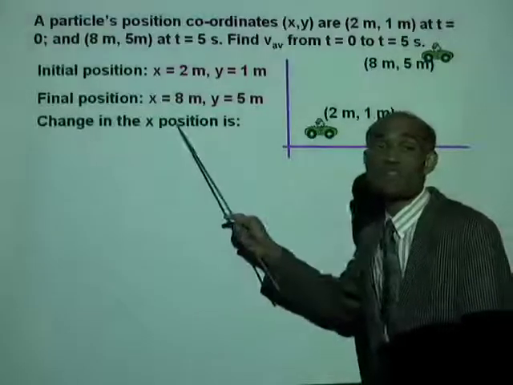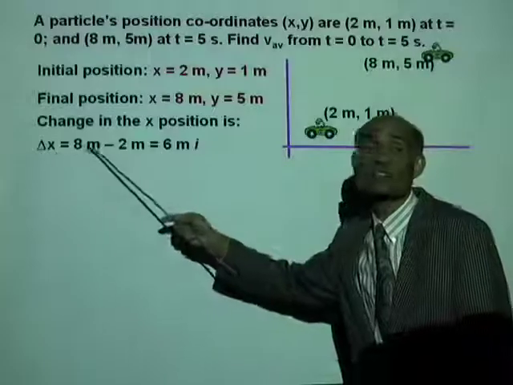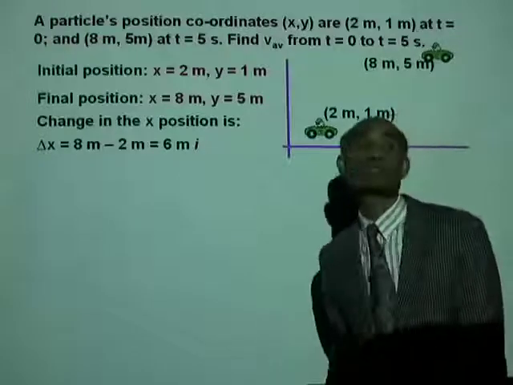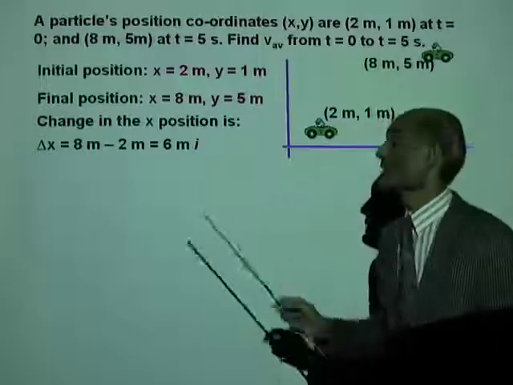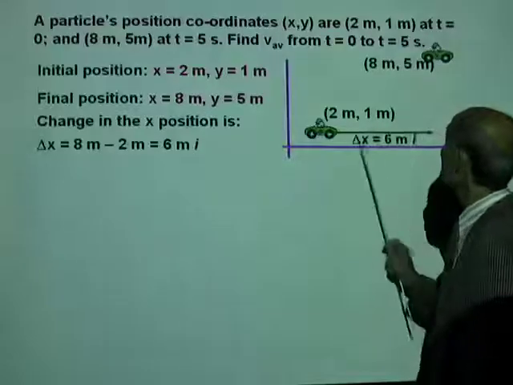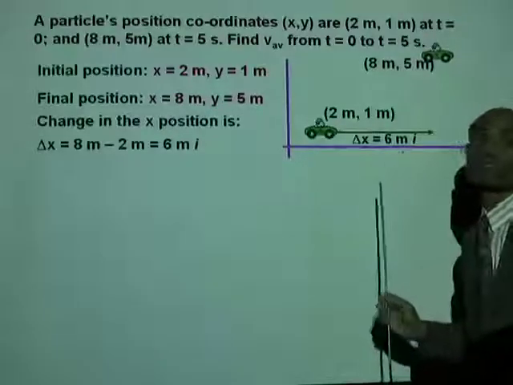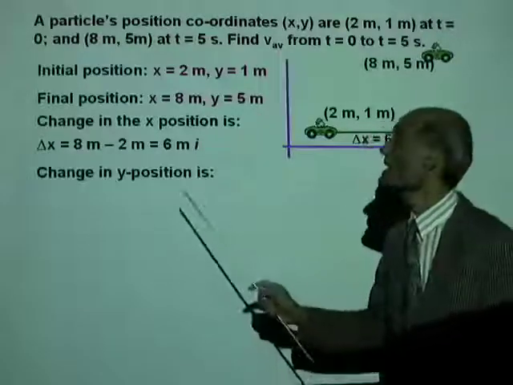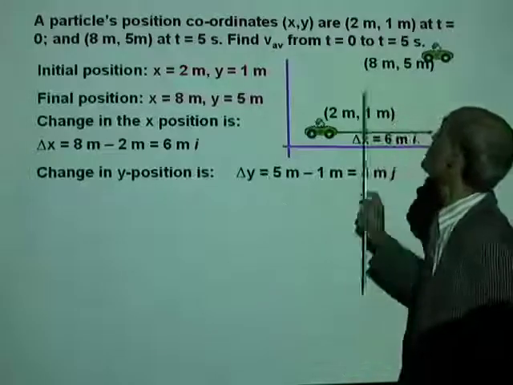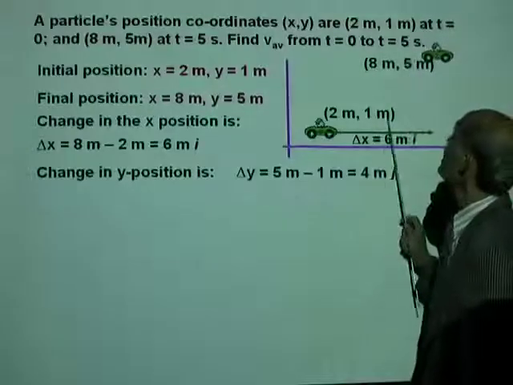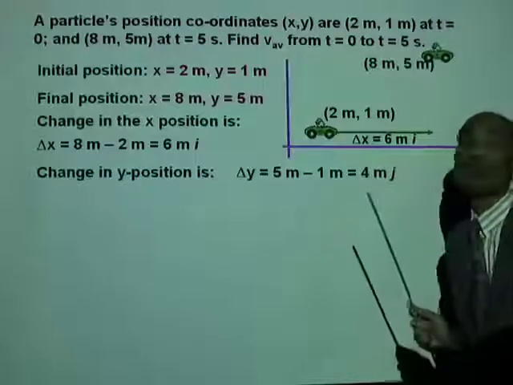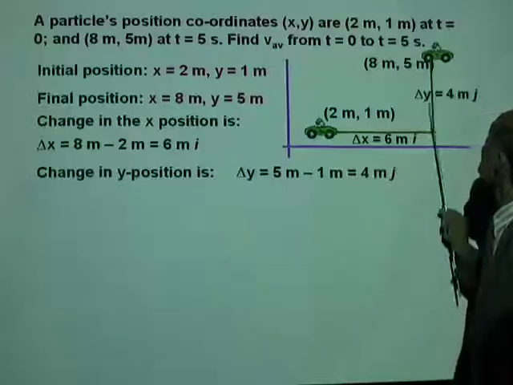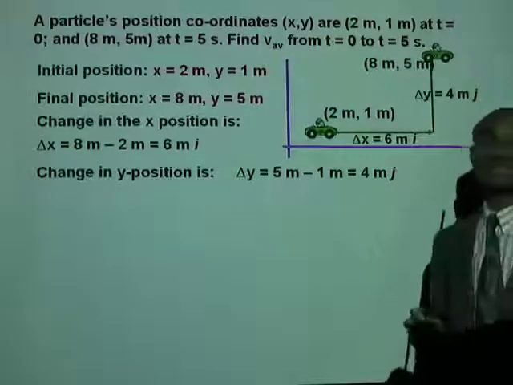So the change in the x position is delta x equal to 8 meter minus 2 meter, which is 6 meter i. That is the change in the x position. Delta x equal to 6 meter i. And the change in the y position is delta y equal to 5 meter minus 1 meter. That will be 4 meter j. And that is delta y equal to 4 meter j.